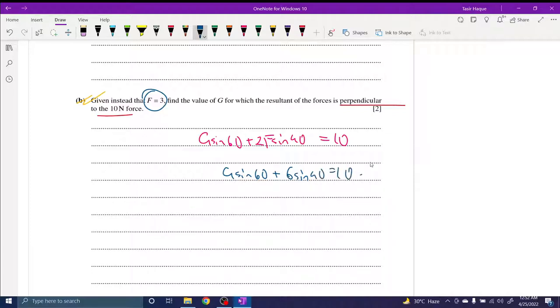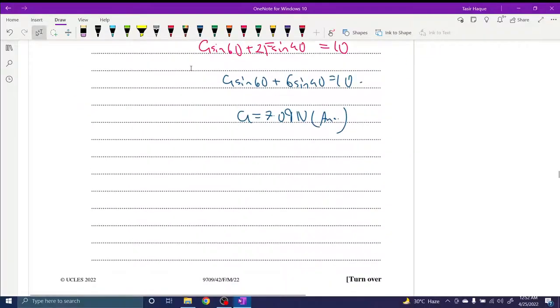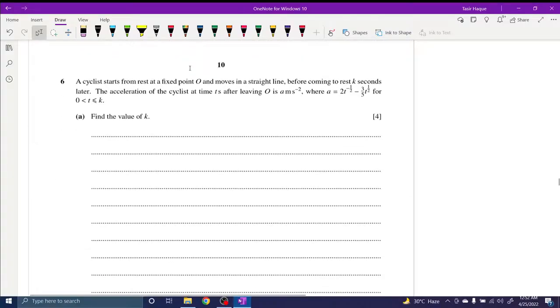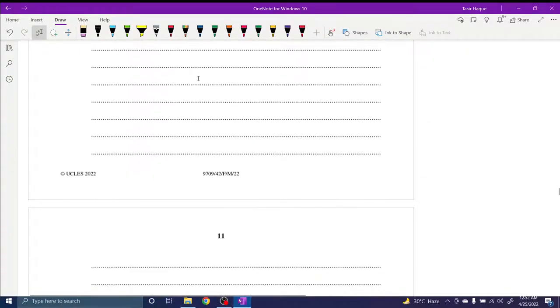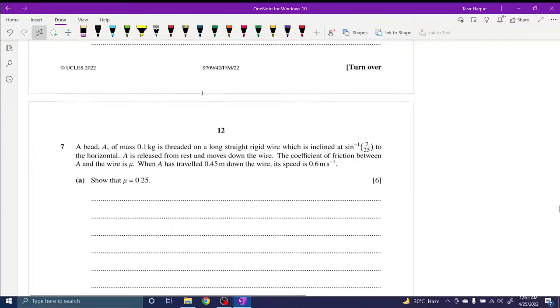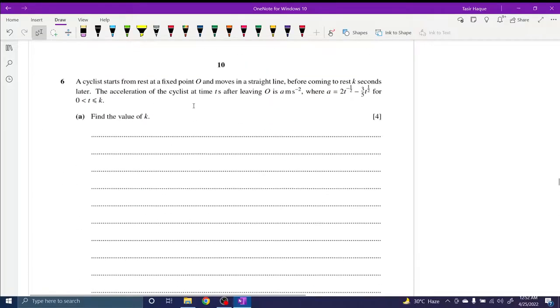Just solve this. 10 minus 6 sine 40 divided by sine 60. We get a value of G equal to 7.09 newtons. That's it. That's your answer. Now we're doing the last sum. Oh wait, no. We have two more sums.